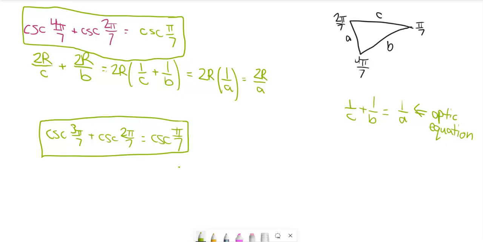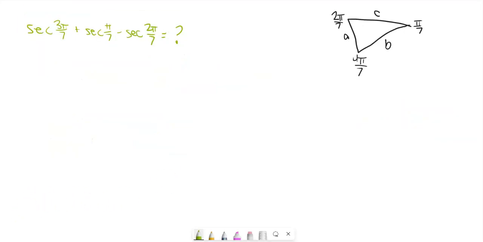I have one more identity that I want to derive from the ratios that we had before. So now the identity that I'm going to derive is the secant of 3 pi over 7 plus the secant of pi over 7 minus the secant of 2 pi over 7. And the reason I have to use 3 pi over 7 is because it's positive and it will not work if I do the secant of 4 pi over 7. So that's why I'm doing it.